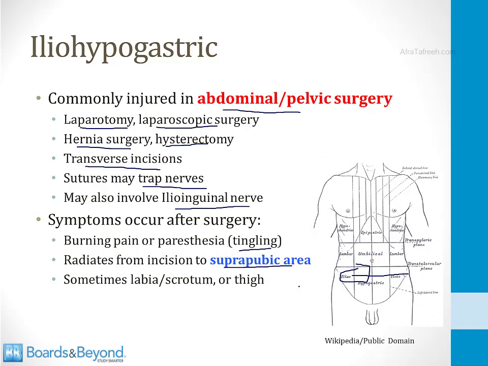And this is very easy to remember if you remember what I just told you, which is that this nerve is sensory to the suprapubic or hypogastric area. You can also sometimes see sensory problems in the labia or scrotum or the thigh. These areas are innervated by the ilioinguinal nerve.